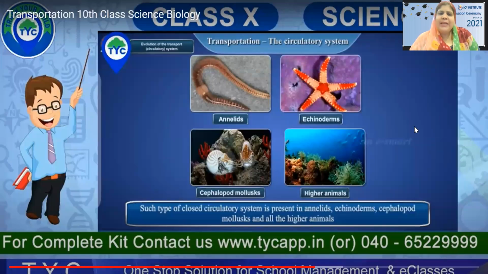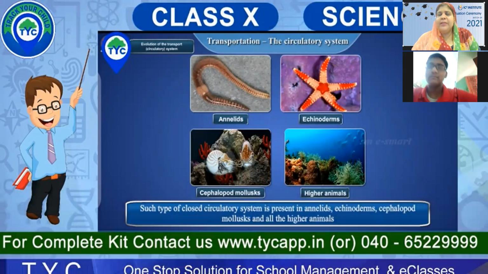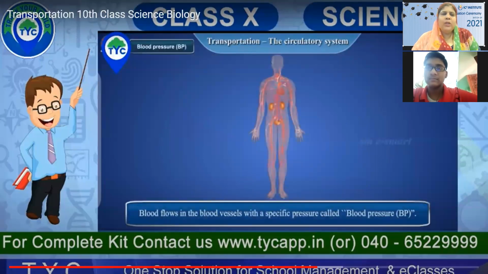So if you recap, yesterday we were talking about the closed circulatory system, and we have seen that it's found in animals like annelids, echinoderms, cephalopods, and other higher animals also, where we have a well-evolved circulatory system. So the circulation takes place through the arteries and the veins. Now, this is happening because of how the blood is flowing into the body.